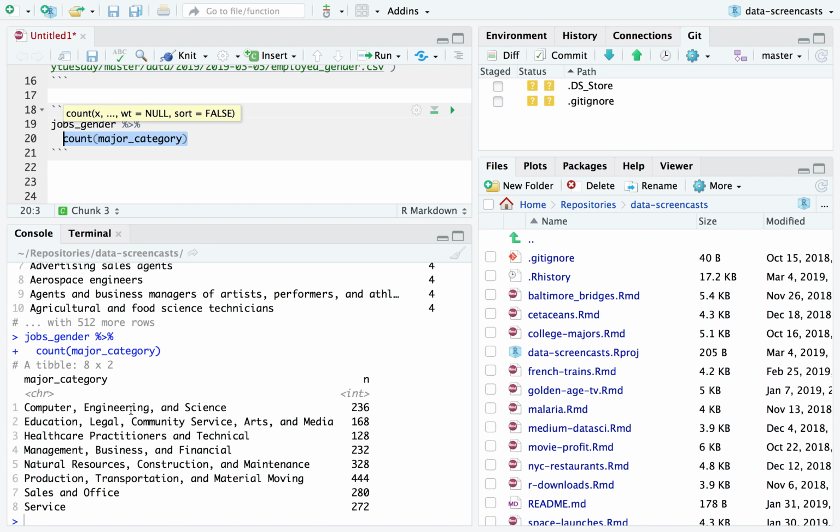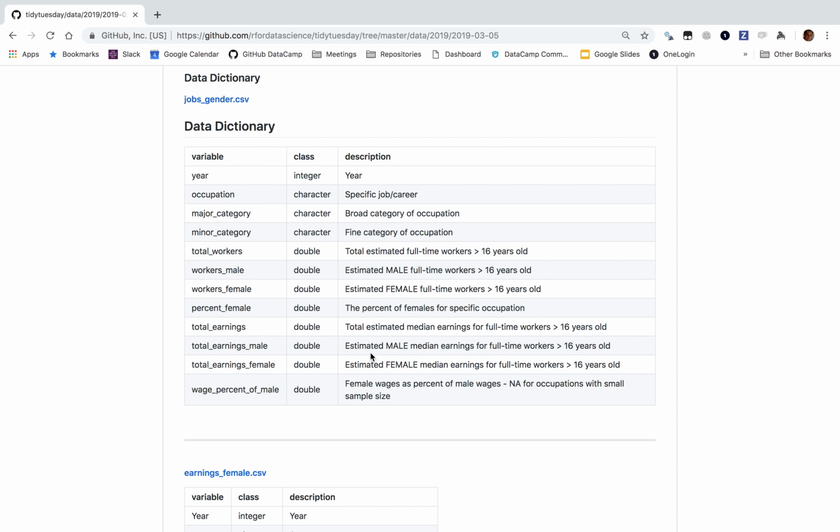Let's see, what's total earnings? Does that mean the average salary? Does it mean the total salary of people in that group? Total estimated median earnings. Okay, so the estimated male median earnings. Total, I imagine, would mean combining salary and bonus. It doesn't mean it's the sum across all people. That's worth understanding.